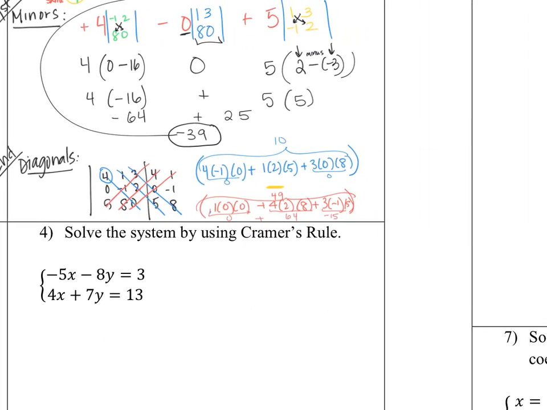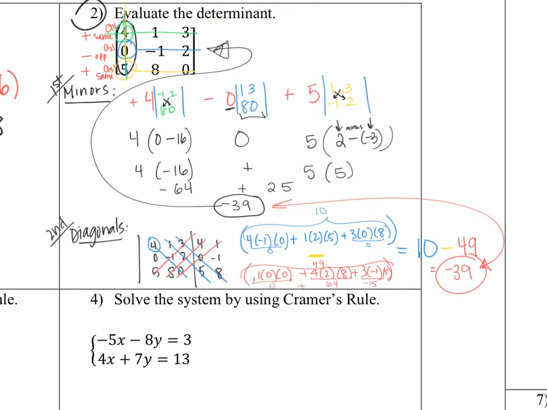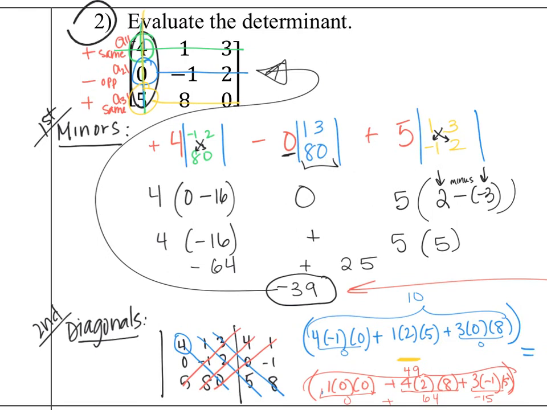So what we're looking at again is going to be 10 minus that 49, which will equal negative 39. And again, these have to match. We did it the two different methods, we should get the same answer. And that even means, just a reminder, that if on the first one you choose not to do the minors along the first, you can use another column or row, and that would be fine too.